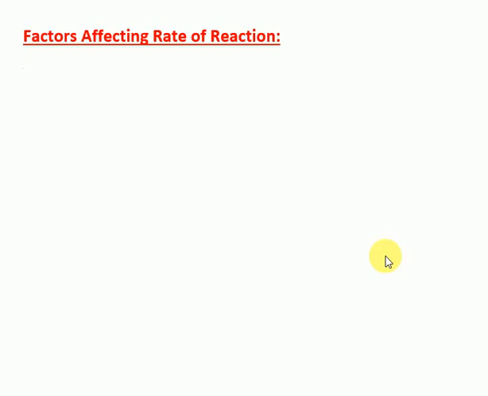Good morning, students. Today we will see the factors affecting the rate of reaction. So let us see one by one. While converting the reactant into the product, a number of factors govern the rate of reaction. The first important factor which affects the rate of reaction is concentration of reactant.